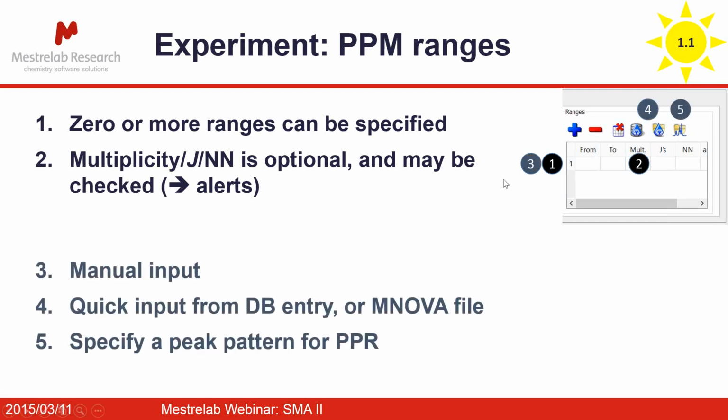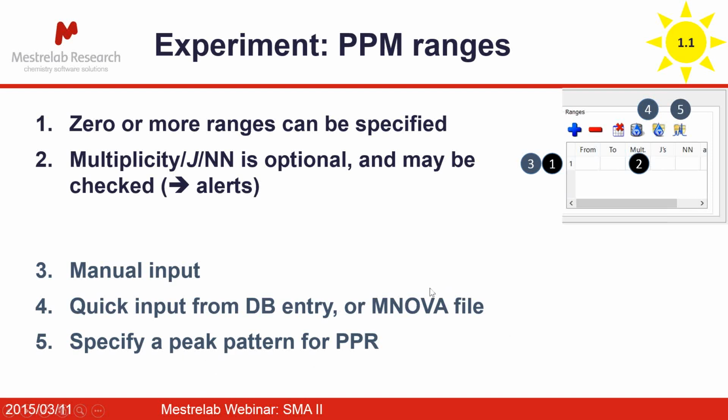The other things on this that are noteworthy, the fact that you've got various input methods. You've got manual input, so you simply type in the numbers. You've got 2 quick import capabilities. One from a database. If you look at the name of the compound and you click on the database button, then the database will be searched, and if that compound name is found, then the ranges from the database will be imported, and the same holds from a Mnova file.